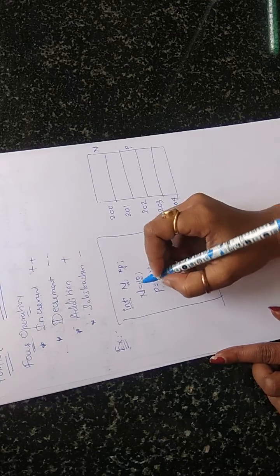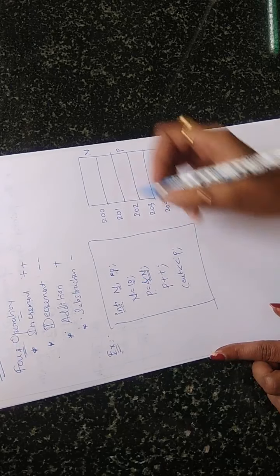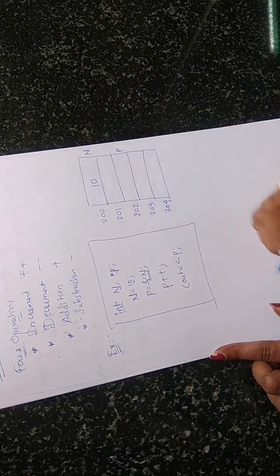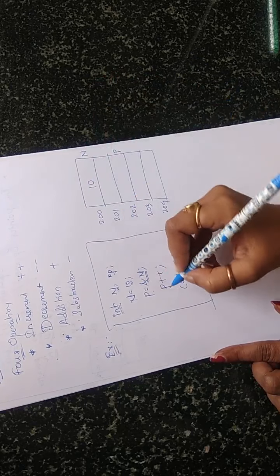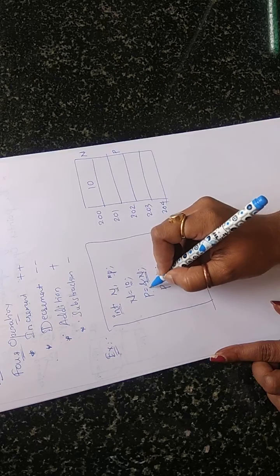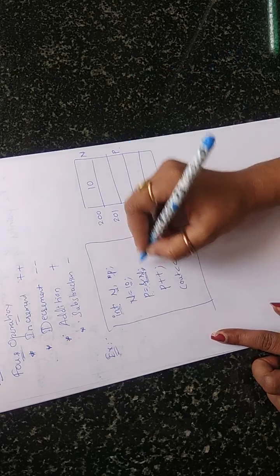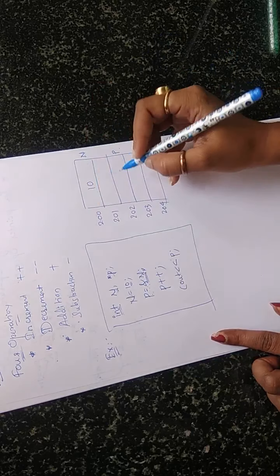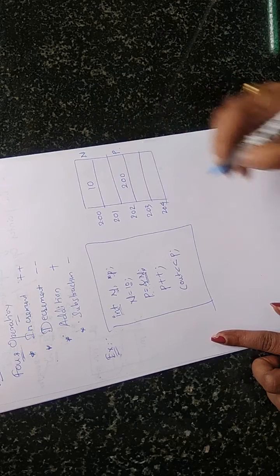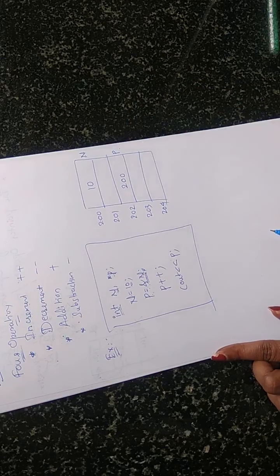Now next line, n is equal to 10. So in n we are storing 10. Next, we are saying p is equal to ampersand of n, meaning in p you store the address of n. What is the address of n? That is 200. So in p I am storing 200.